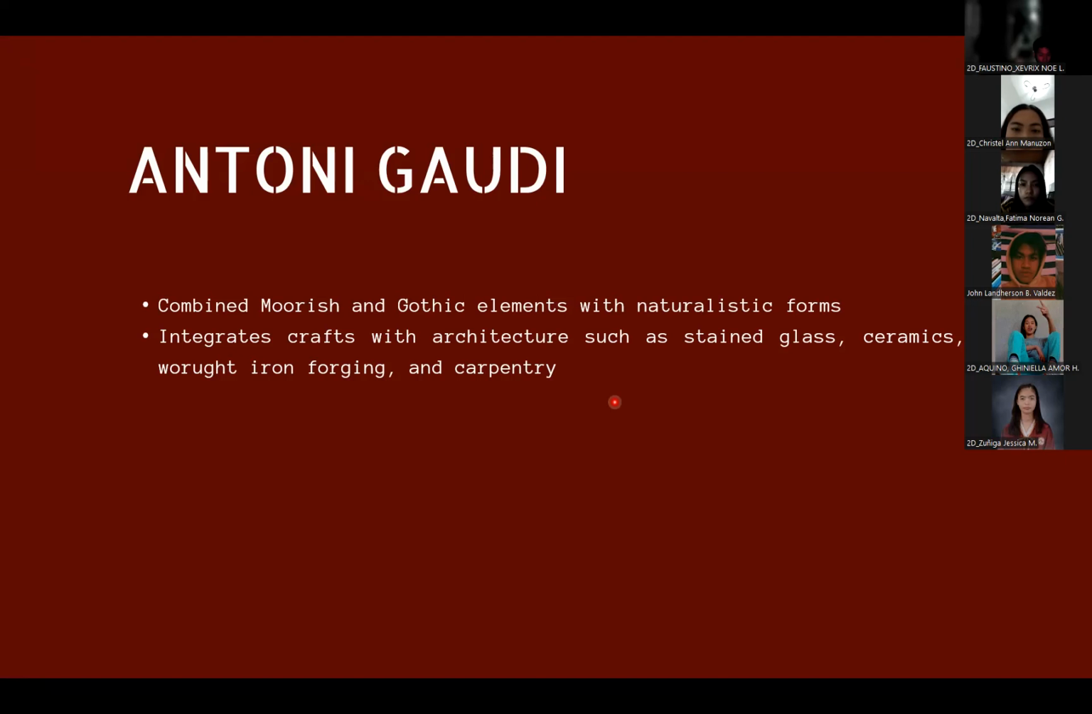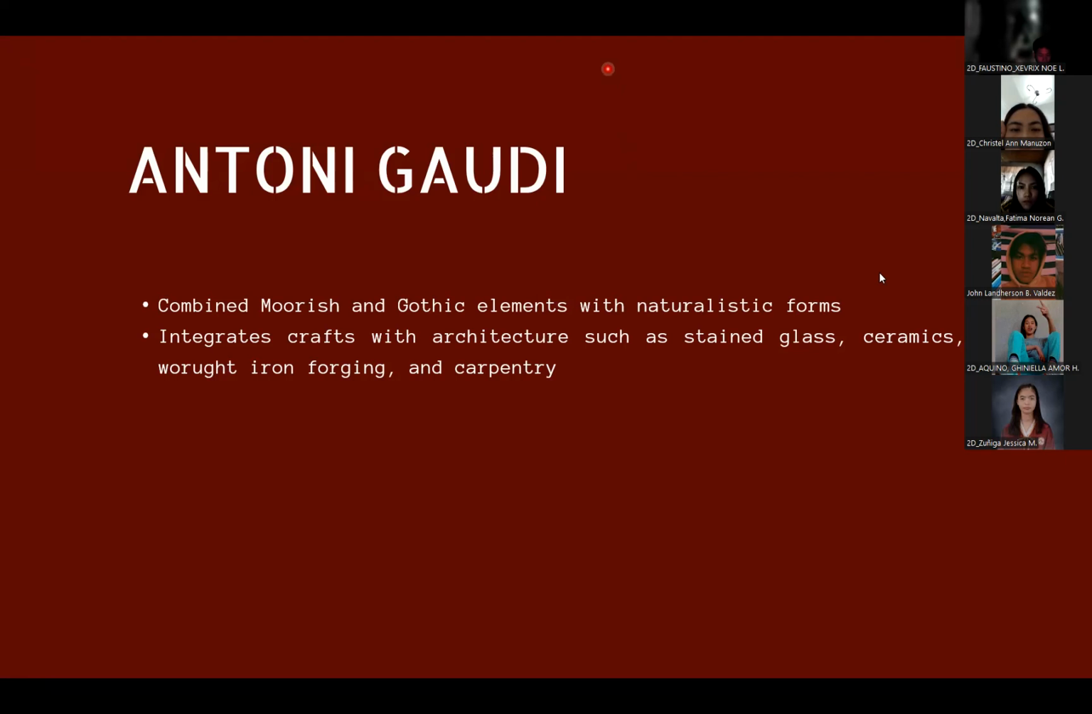So, Anthony Gaudi, if you've heard of the story of Anthony Gaudi, he designed a building. And he was so in love with the building that he was walking backwards. No joke. This is Anthony Gaudi for you.